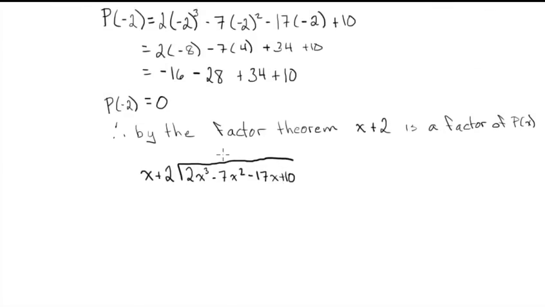What times x gives us 2x cubed? That would be 2x squared. 2x squared times x plus 2 is 2x cubed plus 4x squared. Subtract.